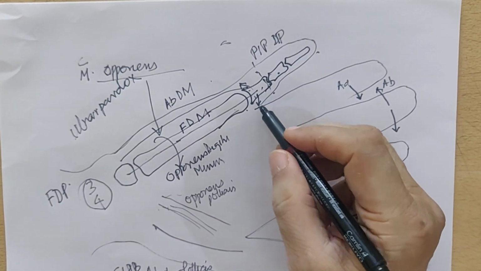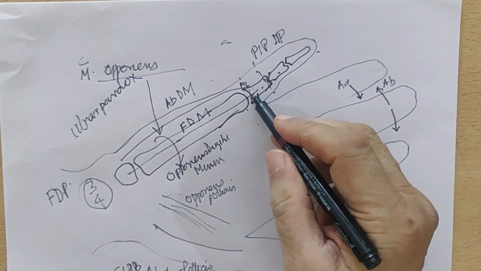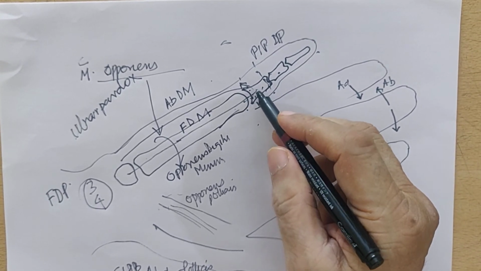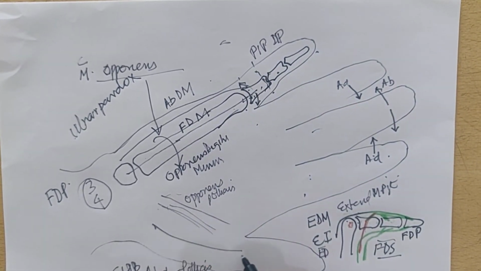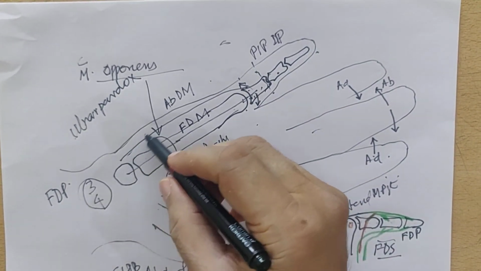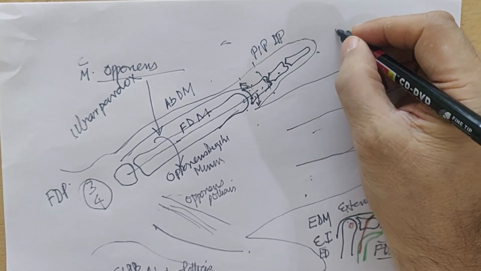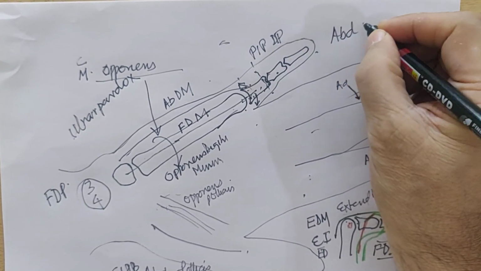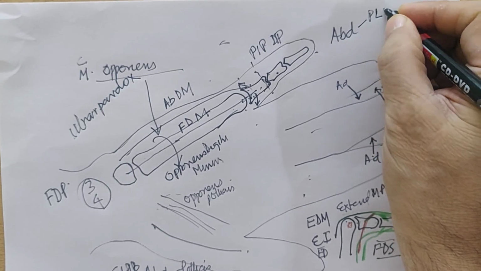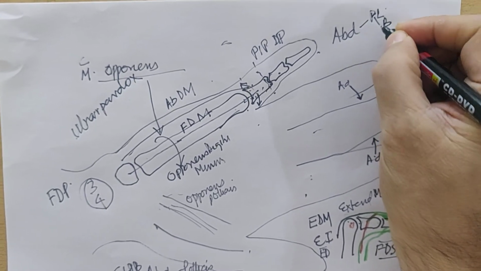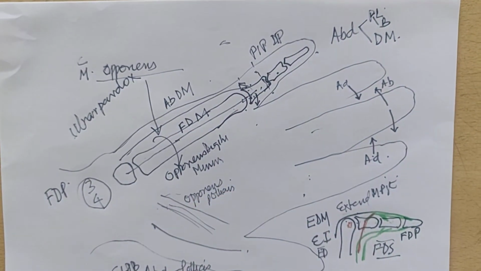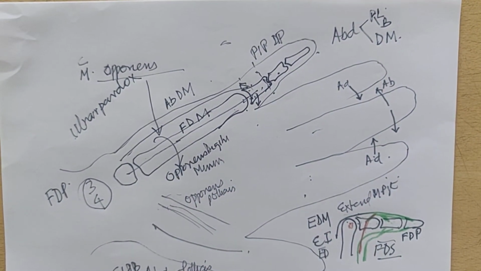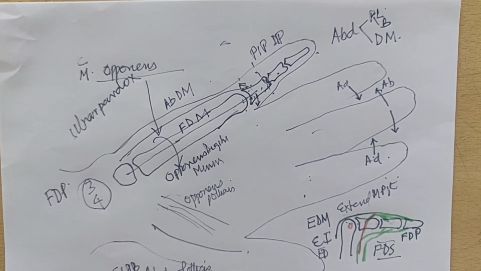Now, what causes adduction or abduction at the metacarpophalangeal joint? The thumb and the little finger have their own abductors: abductor pollicis longus and brevis, and abductor digiti minimi. So MP joint abduction of the first and the fifth digit is separate.